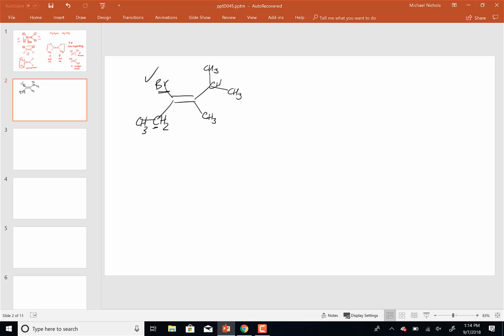And hopefully you recognize that this top group here is called an isopropyl. It's got 3 total carbons, with the CH3 group with the isopropyl. So that's the isopropyl group. So now we follow the same rules, except that I start out with a tie.